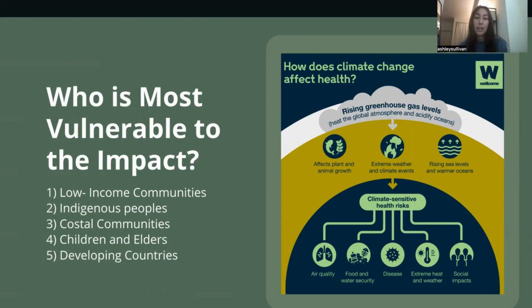The graph on the right explains how the rising greenhouse gas levels will affect how plants and animals grow, and then the extreme weather and climate events and rising sea levels, which then all create these climate-sensitive risks such as air quality, food and water insecurity, disease, extreme heat and weather, social impacts. And all of these are already issues that we can see present today, and they will only be heightened due to the increase in climate change.